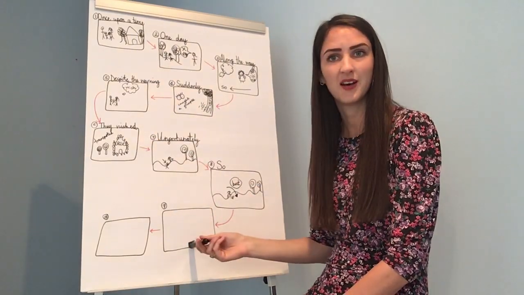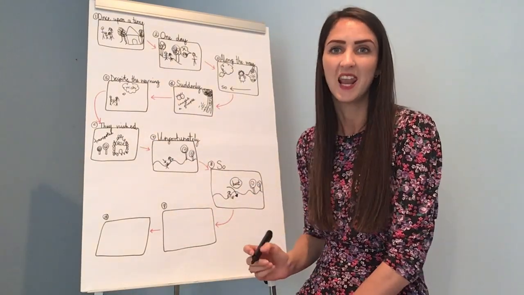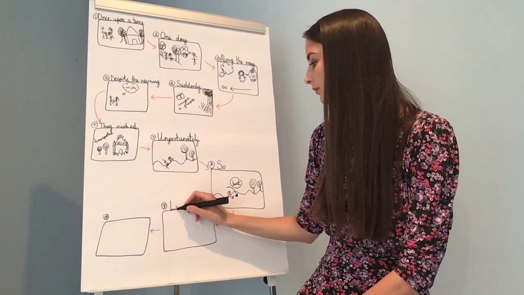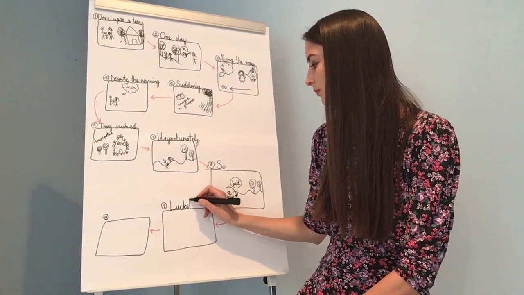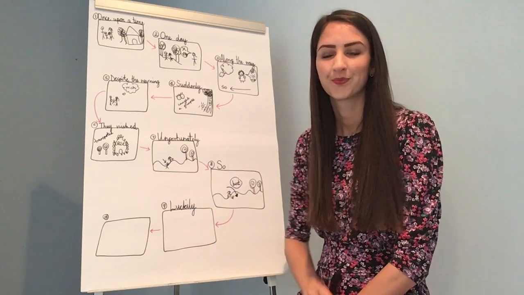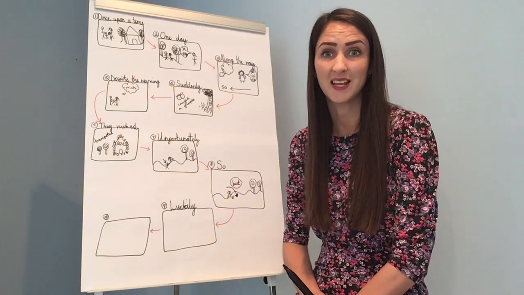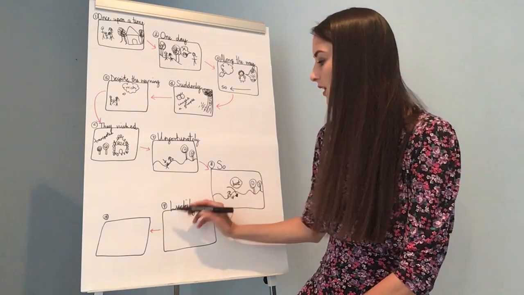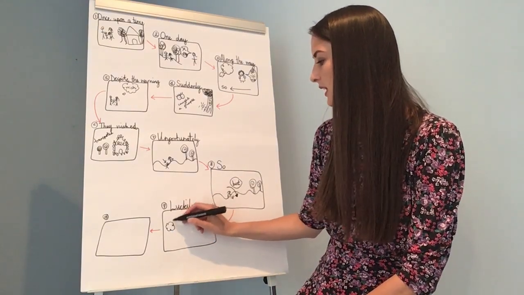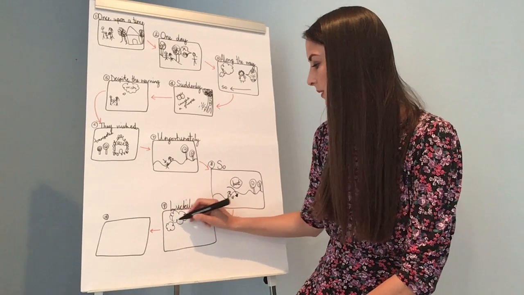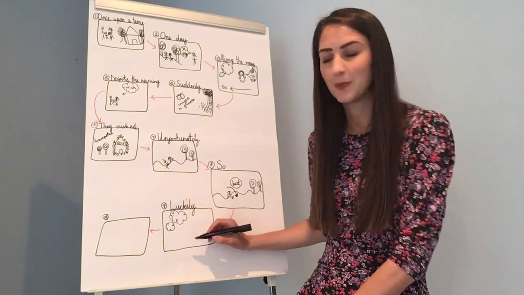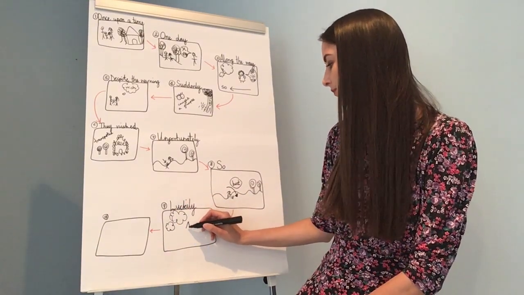Ready for box number 9. Our sentence starter is luckily. So luckily, now this is where you get your next character who appears to save them, and mine is a wizard. So a puff of smoke appeared again. There's my puff of smoke. And a wizard appeared, so I'm going to draw my wizard.